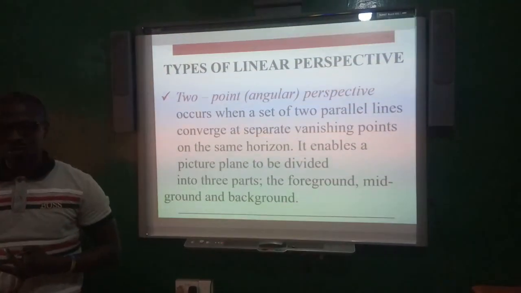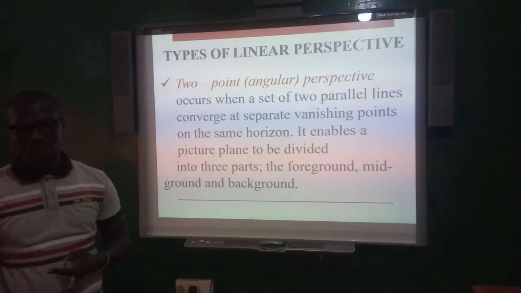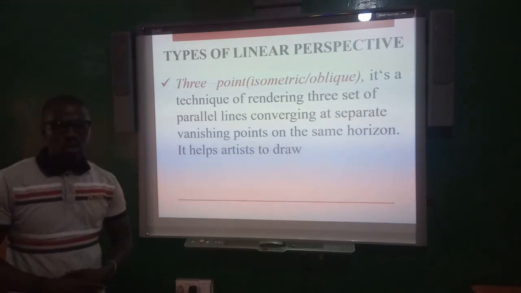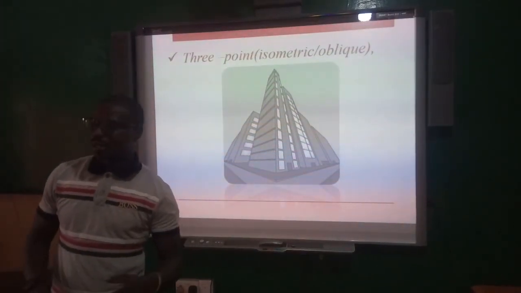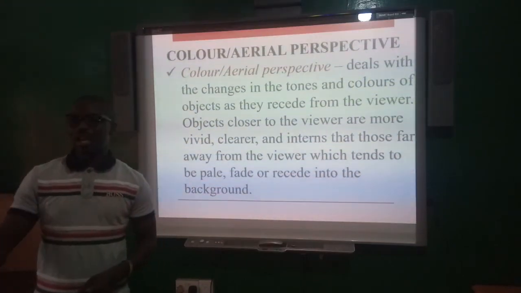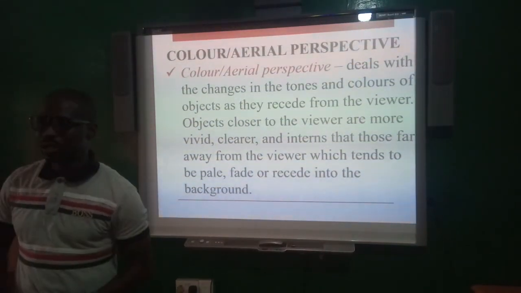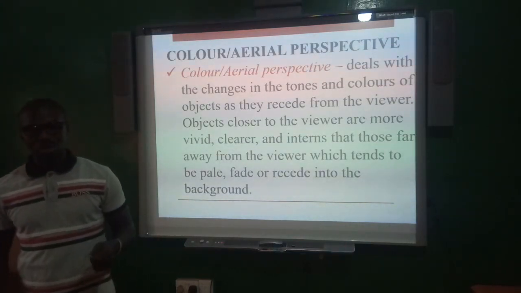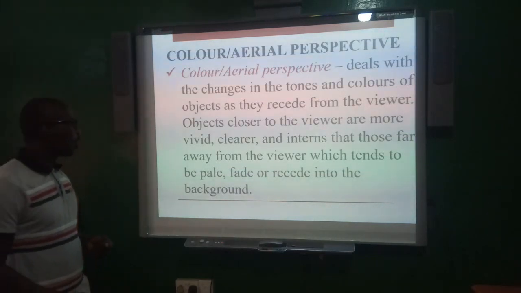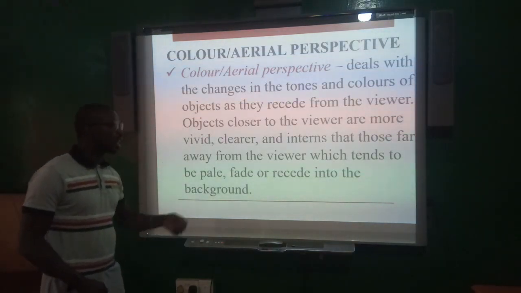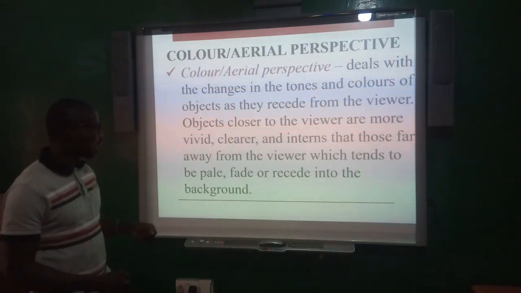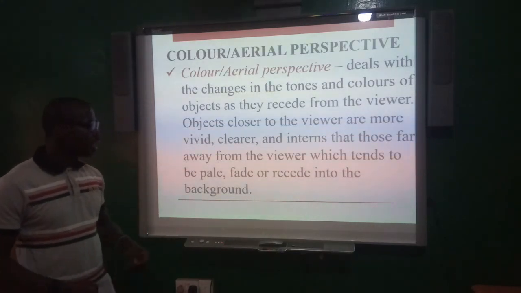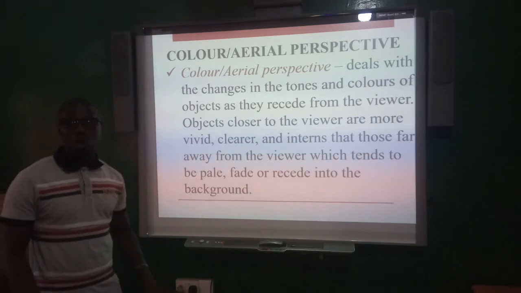We said that 1-point perspective has 1 vanishing point, 2-point perspective has 2 vanishing points, and 3-point perspective has 3 vanishing points. We came to the aerial perspective, where we said it is a form of perspective where tones, shades, and shades of colors are used to depict objects that are closer and those that are far. In aerial perspective, objects closer to the viewer appear vivid and clearer as compared to those in the distance. Those away from the viewer appear pale and fade, very pale or dull.